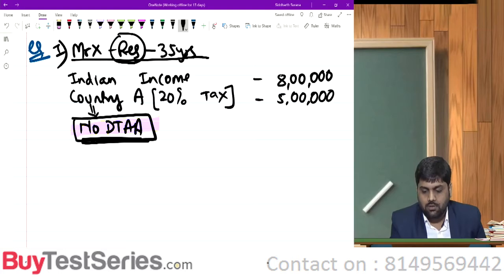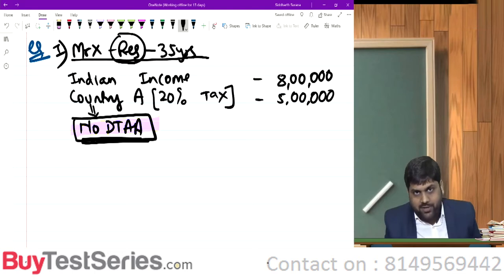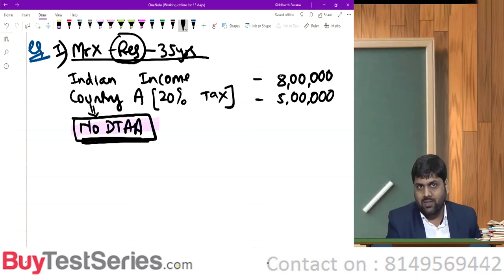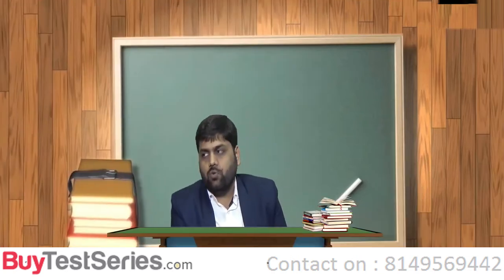Correct or no? But because out of that 13 lakh, 5 lakh has already been subjected to taxation in another country, what will the Government of India do for you? They will say, do one thing: find out your Indian tax liability and find out the foreign tax liability. Foreign tax will always be readily given to you in the question. You don't have to use your brain, only your calculator. Foreign tax is going to be given to you in the question.